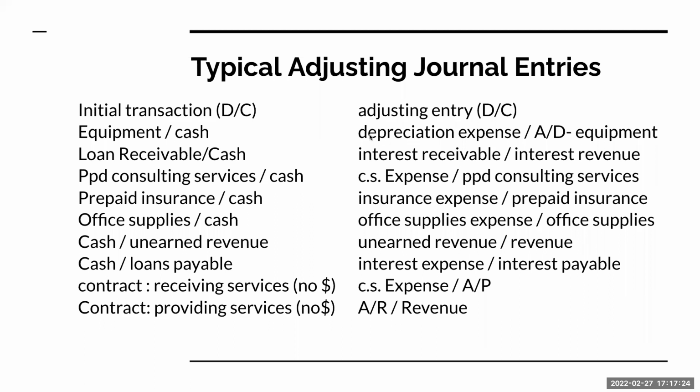But again, to show the use, we're going to debit depreciation expense, credit accumulated depreciation on equipment. I'm going to make separate videos for this to go through, but this is just an overview. If I loan money to somebody else, what's the entry? I'm going to debit loans receivable. I'm going to credit cash.